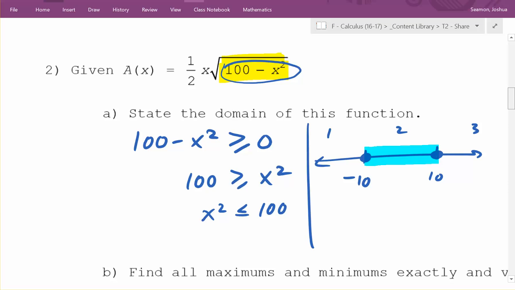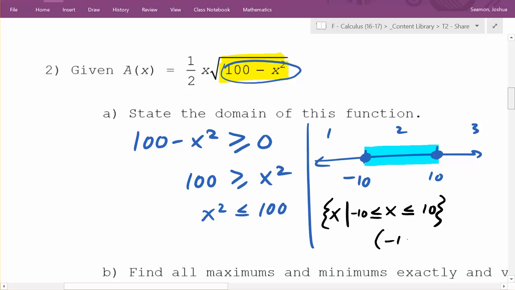So what's the domain of this function? If you're going to state the domain of this function, how could you state it? There's a few different ways to state the same thing, but how would you state it, Chris? X such that X is greater than or equal to negative 10 and less than or equal to 10. Yeah. So you could state it this way, right? That's totally fine. You could also state it like this, negative 10 to 10.